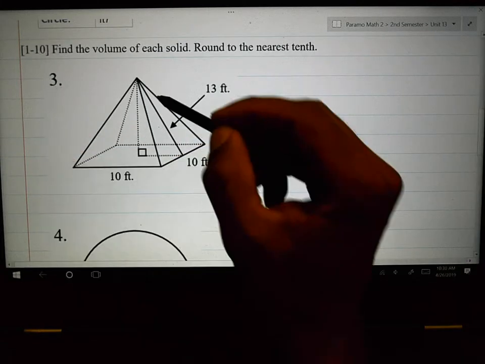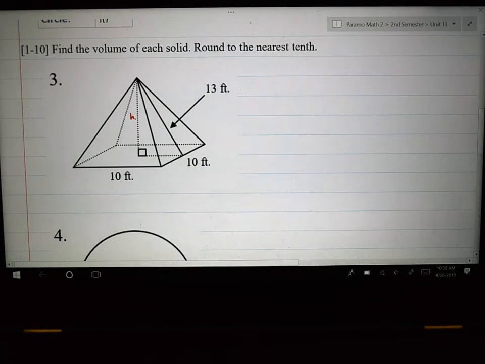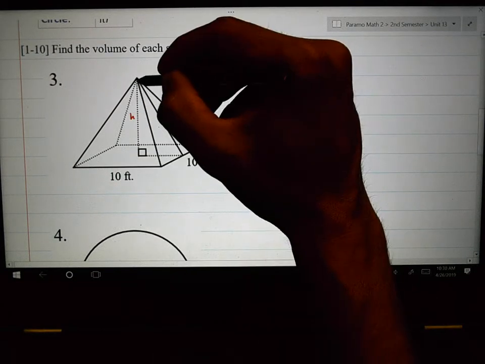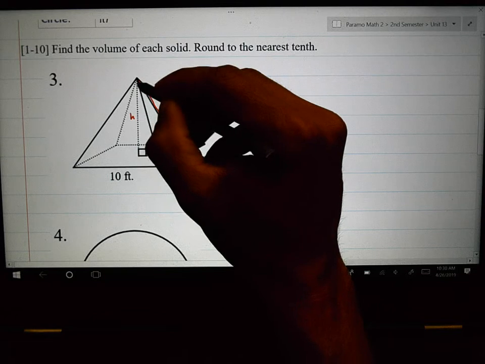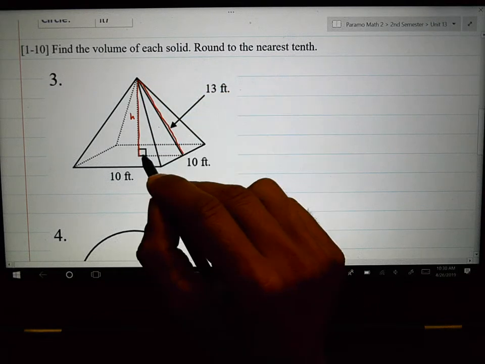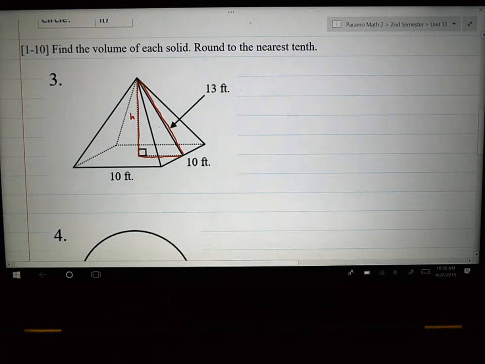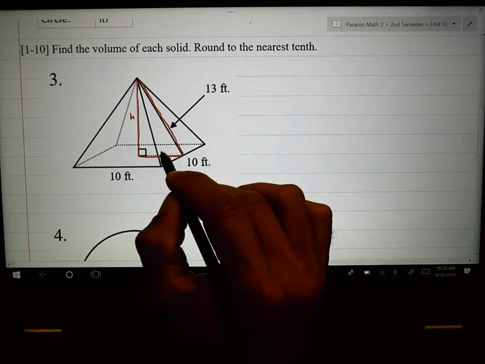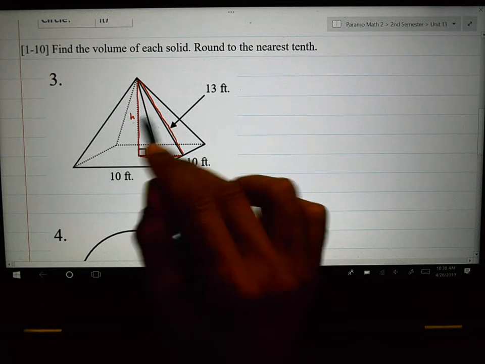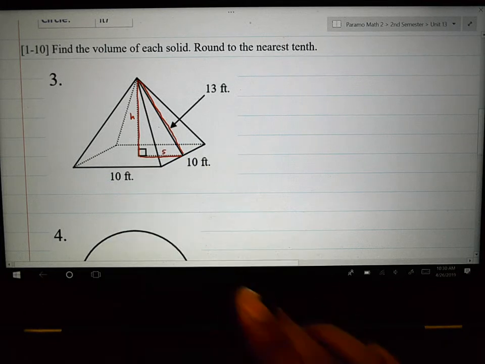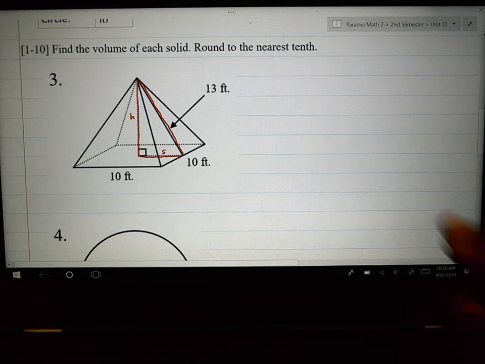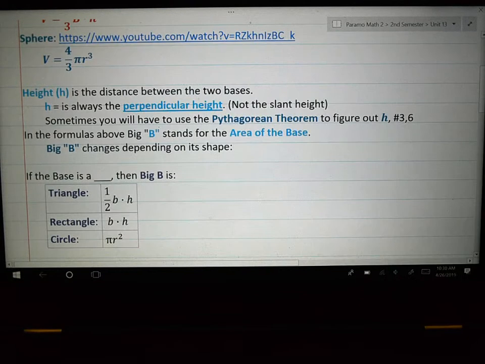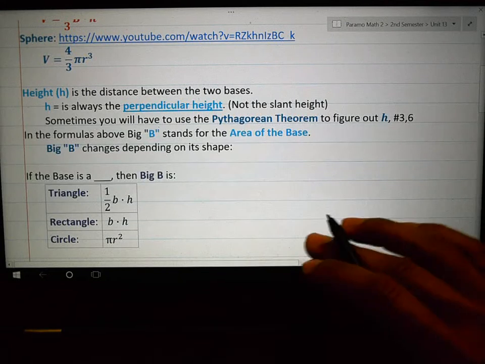Number 3, they don't give you what H is. They give you the slant height. But if you look, there is a right triangle inside this pyramid. The base is a square. You can figure out what this distance is and use the Pythagorean theorem to figure out what H is before you start your problem. And so I think that explains everything.